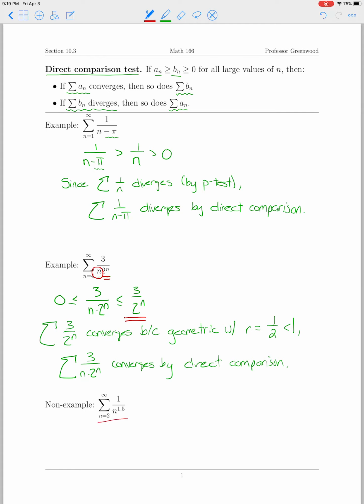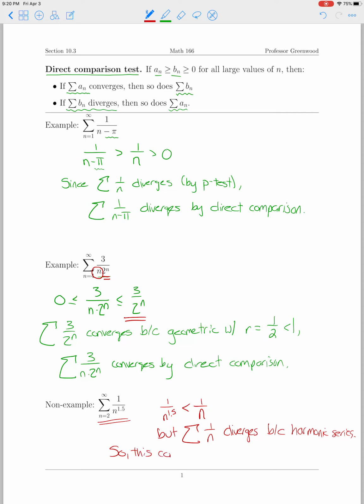Let's look at one other example here, the 1 over n to the 1.5. I'm going to show a bad way of trying to show that this does something. And so here, 1 over n to the 1.5, you might be tempted to say that that's less than 1 over n. Right? But we know that this series of 1 over n diverges because it's the harmonic series, or by the p-test.